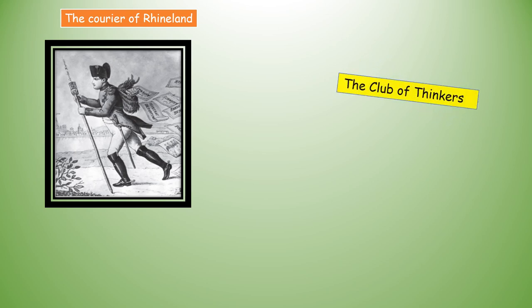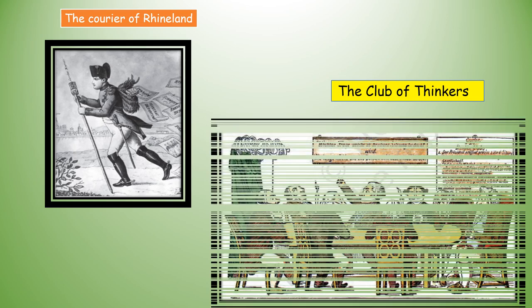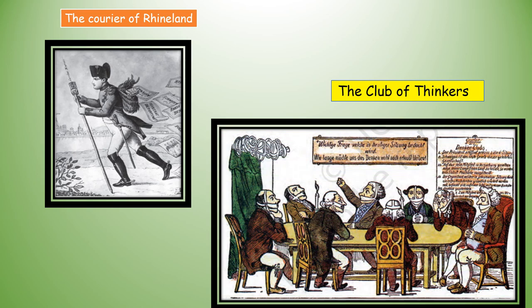Now let's look at the next picture, the Club of Thinkers. Who are these clubs of thinkers? Well, it is none other than the people belonging to the conservative regime. What are they trying to tell? They are trying to tell only one thing. Silence is the first commandment of this learned society.